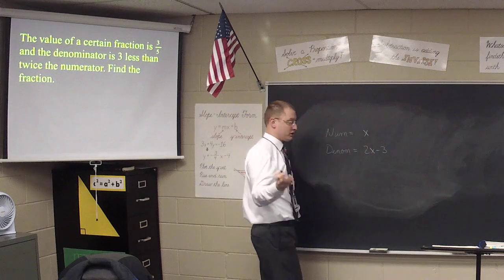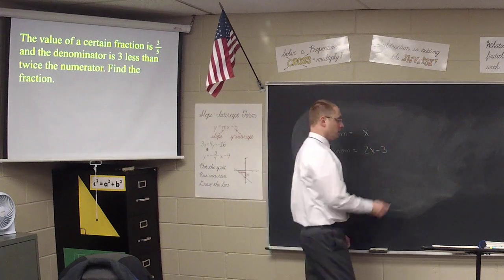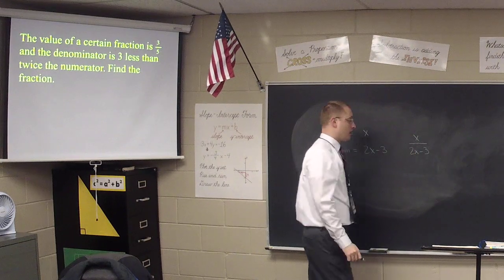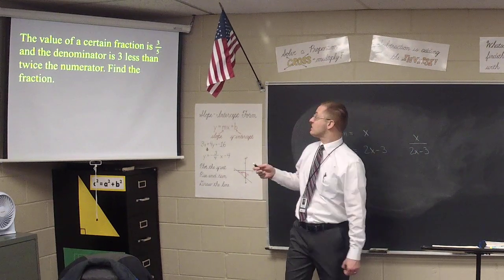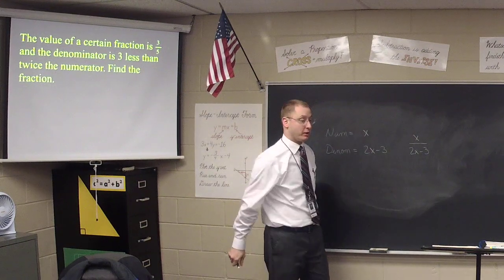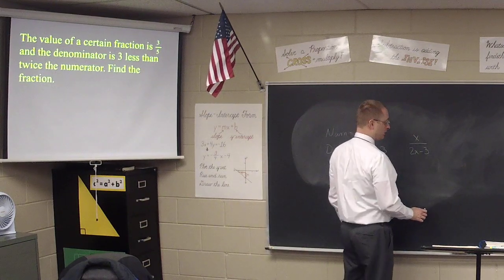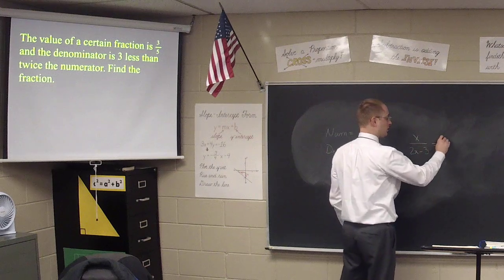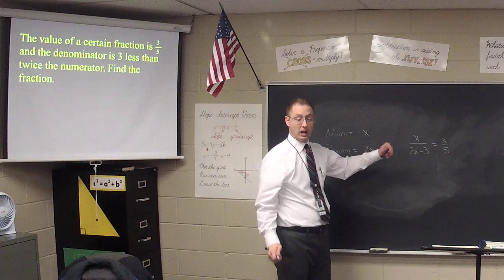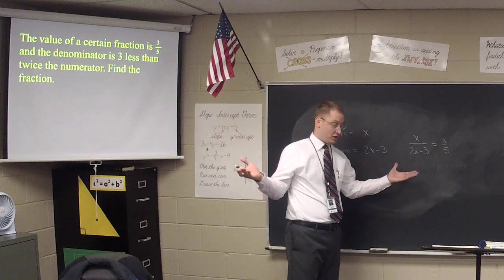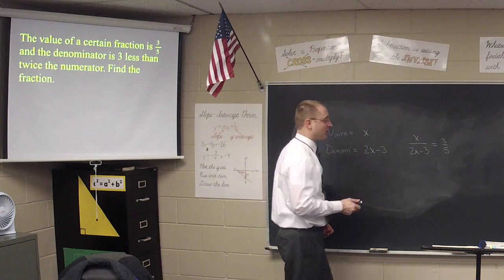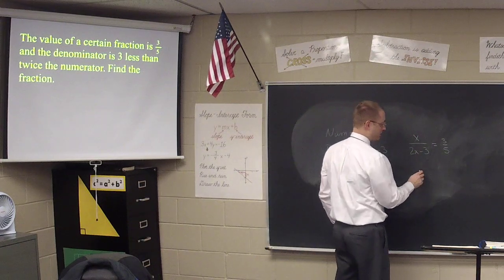So literally, Brecken, what's your fraction? And so if it says that the value of this fraction is 3/5, we would set up what equation? There we go. And what we have set up is a proportion. Thank you, Brecken. So class, we should cross multiply. Brecken, when you did, you got?